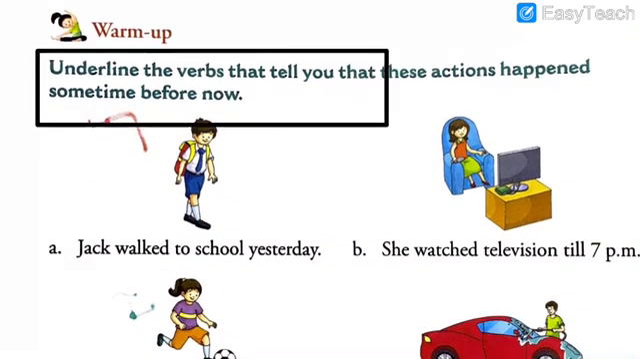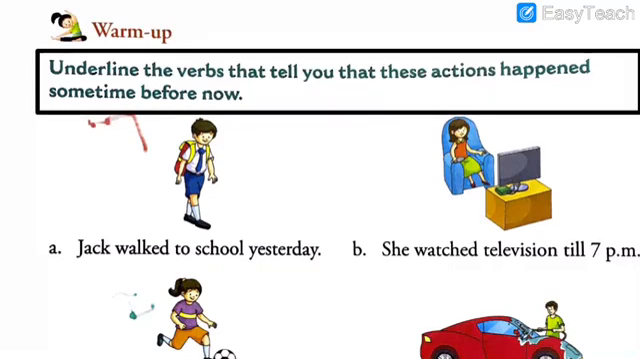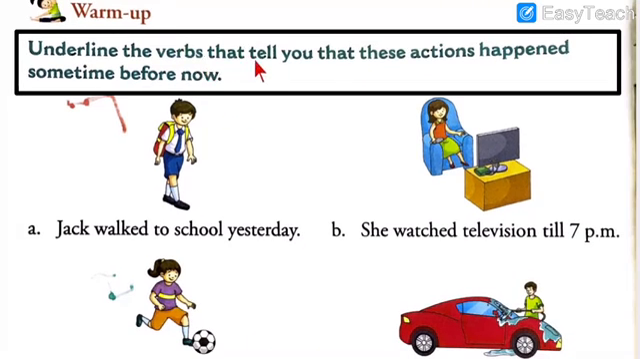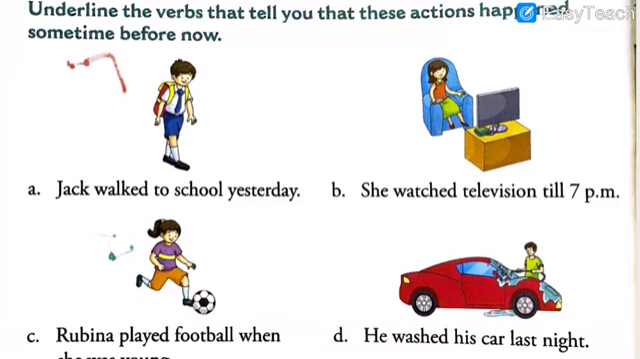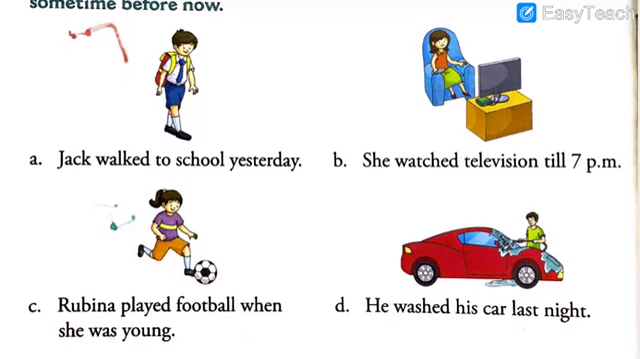What do we have to do here is, let us read the instruction. Underline the verbs that tell you that these actions happened sometime before now. Means what? You just have to find the verb which tells you that this action happened not now but before now, or before today, or before a year. So let us see which actions indicate this.